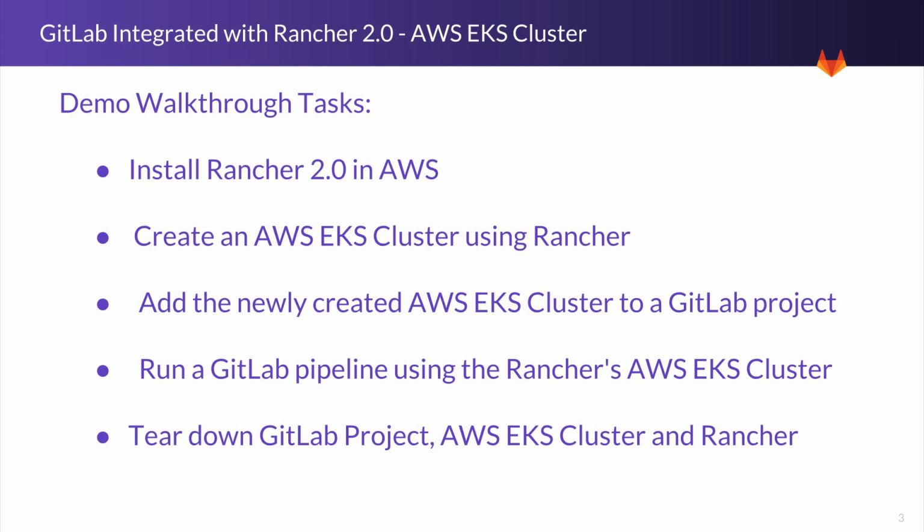We started with the GitLab project. We then removed the AWS EKS cluster using the Rancher UI, a simple one click there. And then we tore down Rancher using the Terraform destroy.